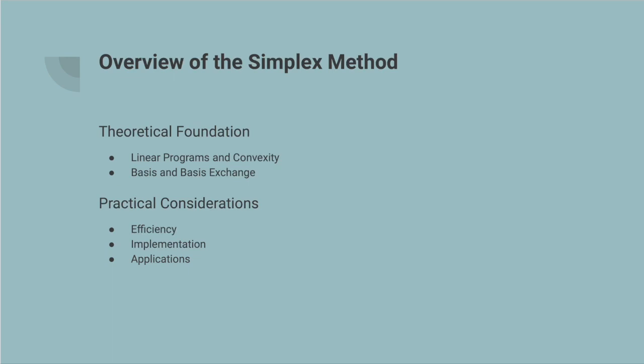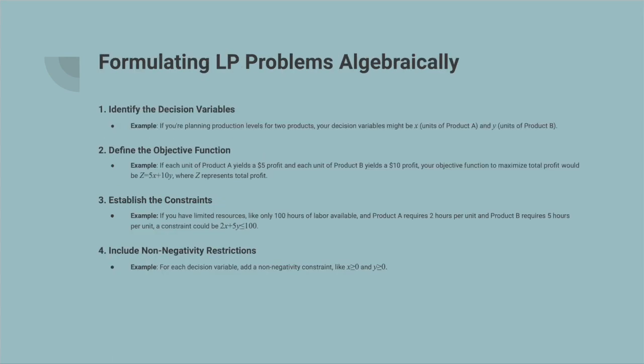There are 3 considerations when it comes to the simplex method. The first is efficiency. For most practical problems, the simplex method is quite efficient, though in theory, it can take exponential time in the worst case. The method is typically implemented using a tableau form, which is a tabular representation of the linear program that facilitates the computations. And the simplex method is widely used in various fields such as business, economics, engineering, transportation, and military applications for solving optimization problems.